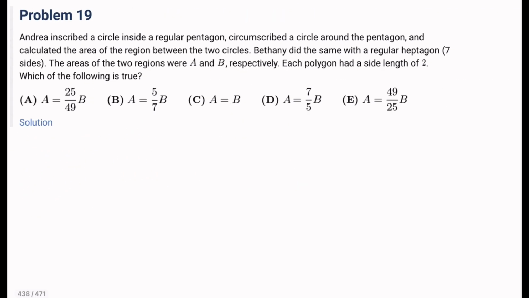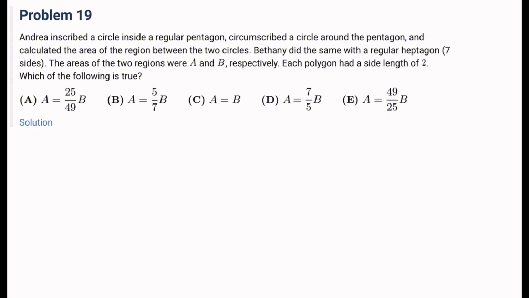Number 19, Andrea inscribed a circle inside a regular pentagon, circumscribed a circle around the pentagon, and calculated the area of the region between the two circles. Bethany did the same with a regular heptagon, 7 sides. The areas of the two regions were A and B respectively. Each polygon had a side length of 2. Which of the following is true?